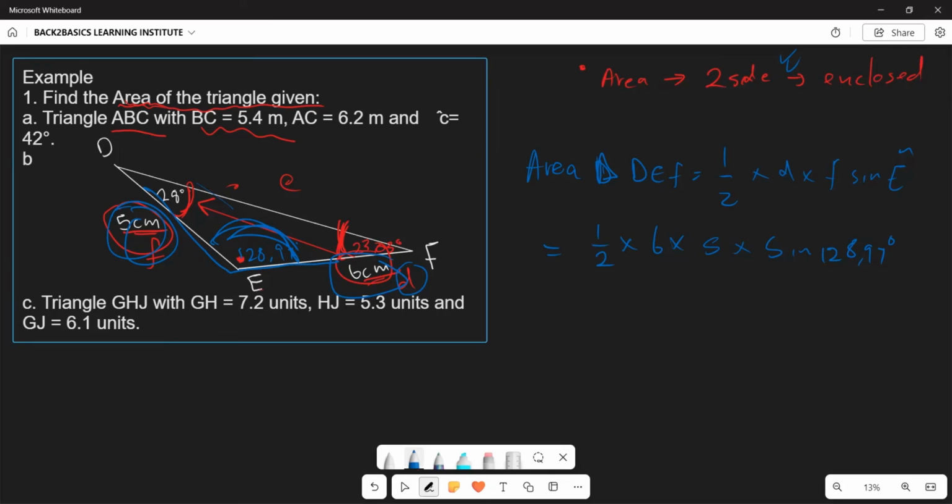And now that you have that, you are going to calculate your area. So if you punch this in your calculator, the area that you're going to find is 11.66 square centimeters. And remember that the area is always measured in square, right? Now, therefore, this is going to be the answer that you're going to get for your area.